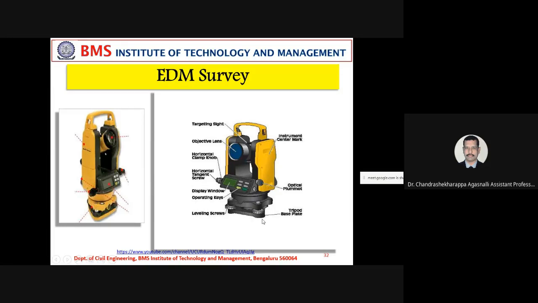And to fix on the tripod here, the tripod base point. This is a tripod base point. Okay, and in between there is a center, the space where they are going to fix the nut or a bolt to fix it to the tripod. Okay, this is the optical plummet. Okay, to fix it, instrument center mark. Okay, it should be in proper leveling.